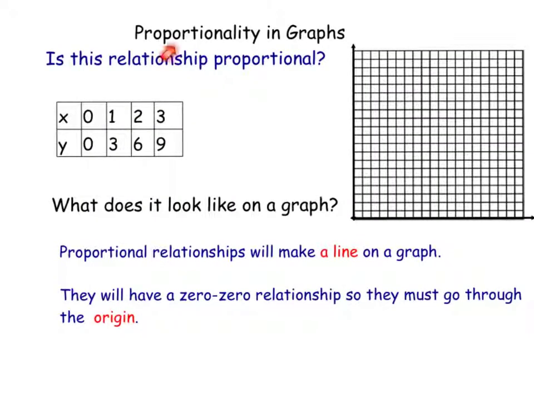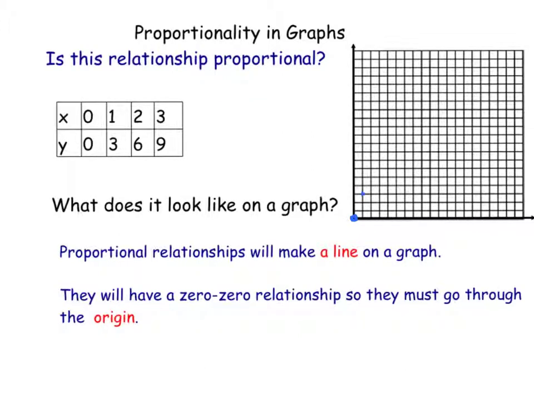Alright, so let's begin looking at proportionality in graphs. We're going to start by just looking at a table, graphing the points on a coordinate plane to see what happens. So the first point is 0, 0. So we go over 0, up 0. The next is 1, 3. So we go over 1, up 3.